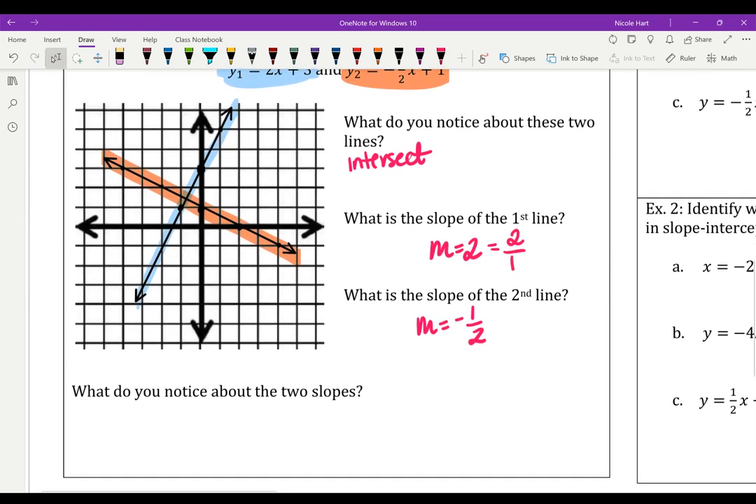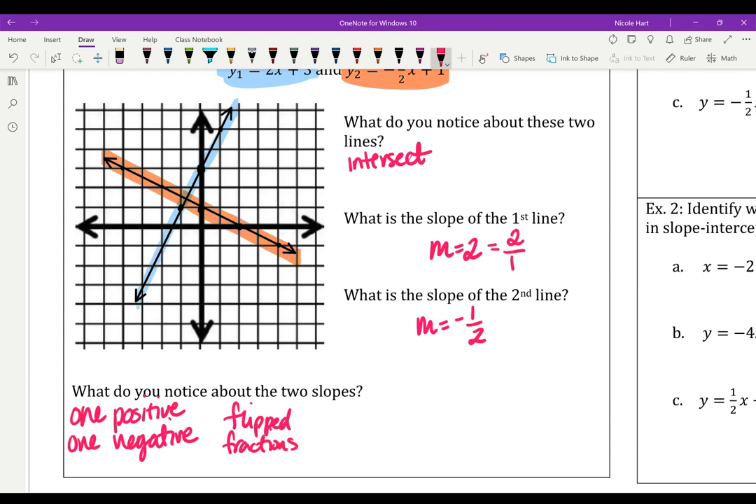So one thing I notice is one is positive, one is negative. And another thing that I notice is that they're kind of flipped of each other. So they're like flipped fractions. So they're not identical by any means, but they have similarities. So one is 2 over 1, and the other is 1 over 2. One is positive, and one is negative.